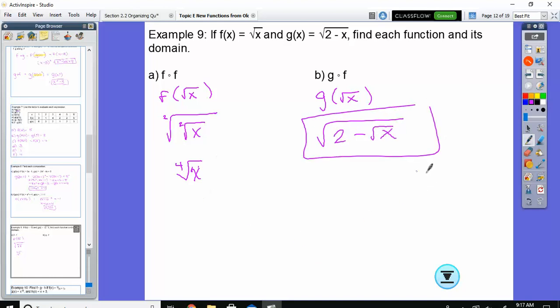Okay, now I had you go ahead and compose them. Now I want to talk about the domains. When we do the domains of these things, you have to look at two places. You have to look at the original inside and the final answer, and I have to put those things together. So on this one, if I have the square root of x, what do you know about x?